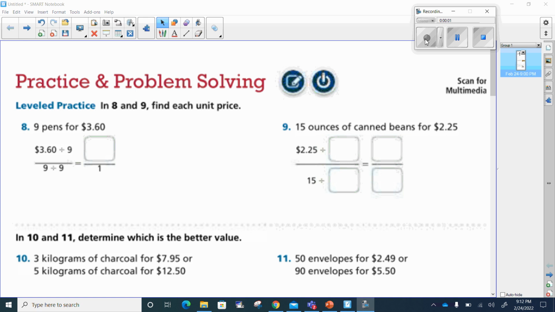All right, my sixth graders, let's go ahead and get this homework done. I'm going to start with number 8. In 8 and 9, find the unit price. 9 pins for $3.60. So we know I have to divide 9 by 9 to get to 1, which means we'll divide 360 by 9, and that will give us 0.40. So that's 40 cents per 1 pin.